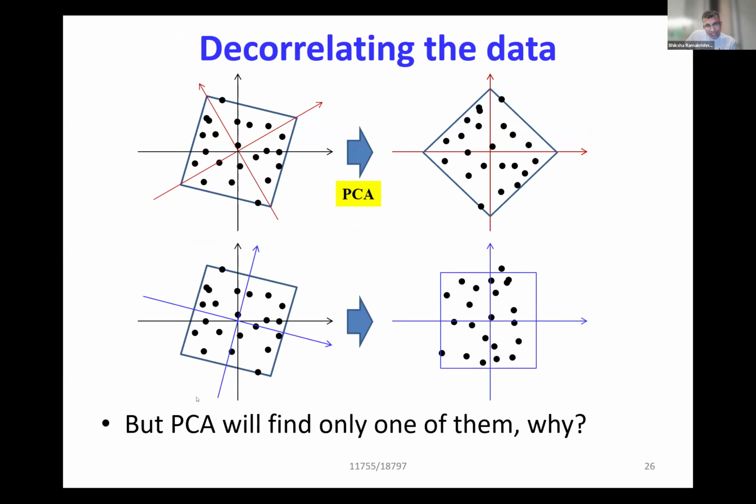If I made these axes the new axes, the scatter of the data is going to be such that the components are uncorrelated. Nonetheless, PCA is not going to find these axes. PCA is always going to find these axes. Why is that?